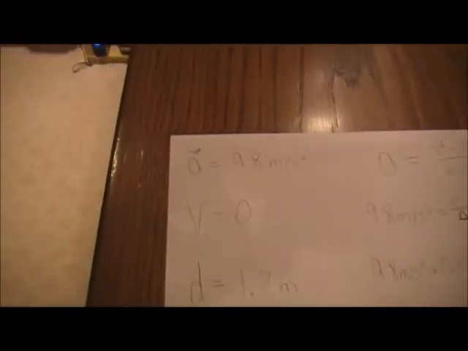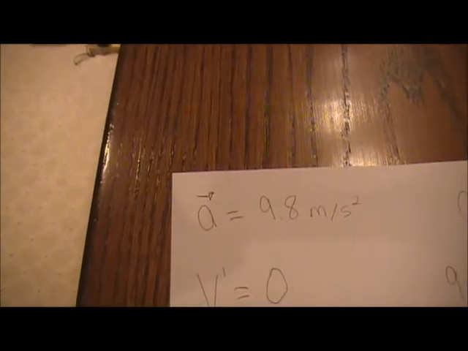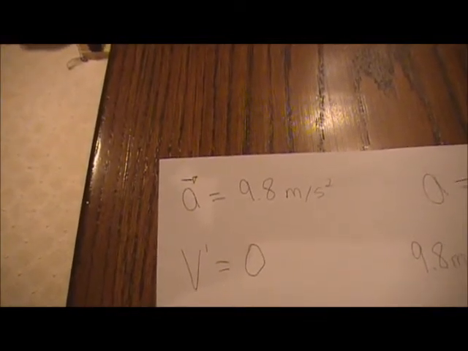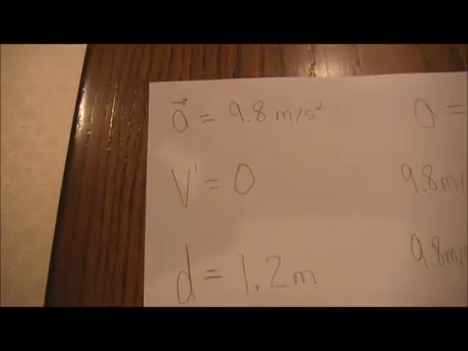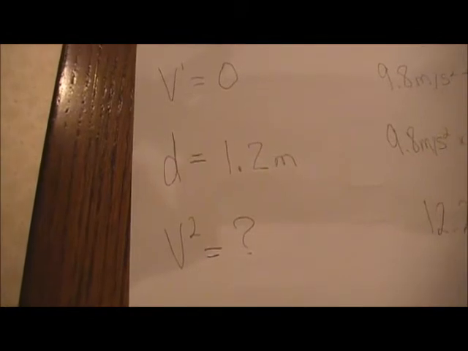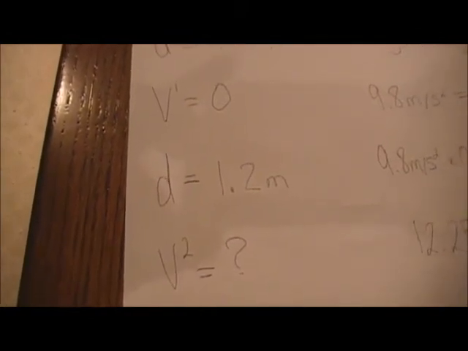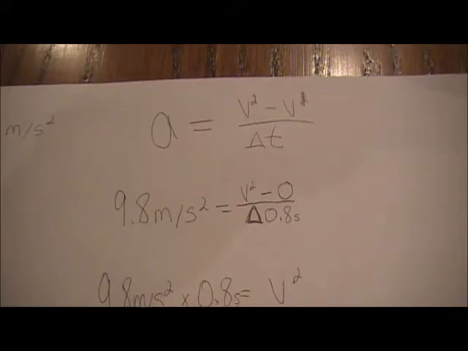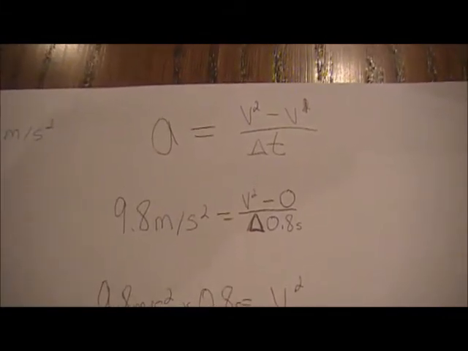We know that the acceleration in this problem is 9.8 meters per second squared because we assume no air resistance and gravity pulls towards the Earth. We also know that v1 is 0. We found the distance, but in this problem it's not important because it doesn't pertain to this equation. v2 is what we're trying to find, and we found the time to be 0.8 seconds. Then we put the things we knew into the equation.